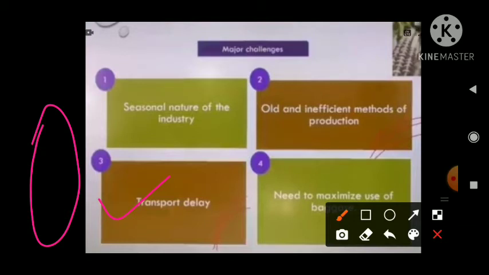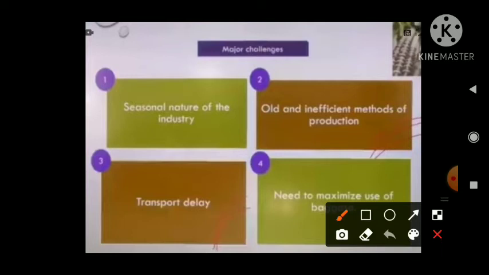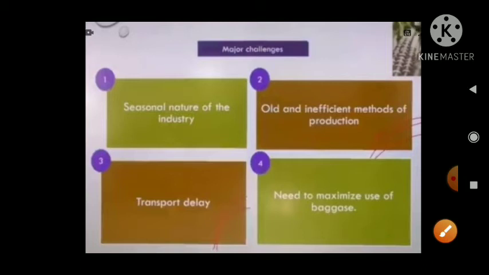Old and inefficient methods of production: we don't know the latest production techniques for sugarcane, so we use inefficient and old methods. Need to maximize use of bagasse. What is bagasse? When we make sugar, gur, or jaggery, the remaining waste or solid particles are called bagasse. The use of that remaining bagasse of sugarcane needs to be maximized. So these are the major challenges faced by sugar production.